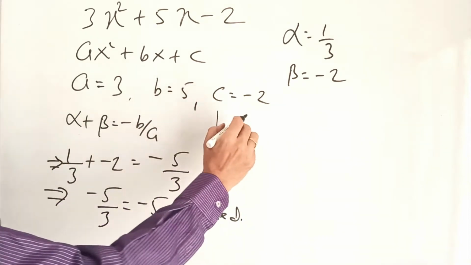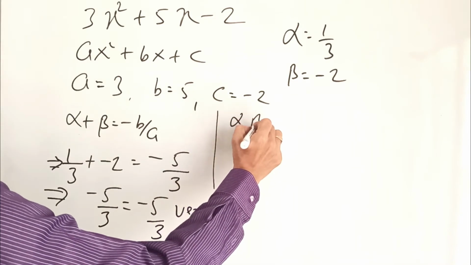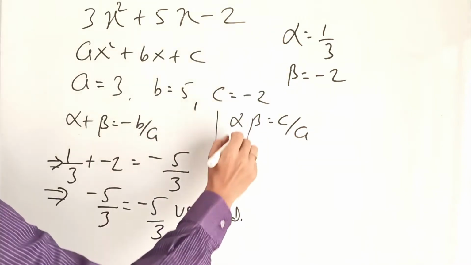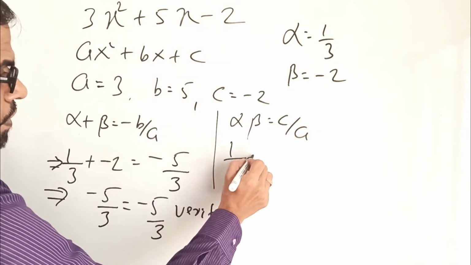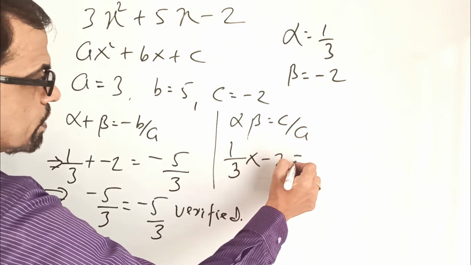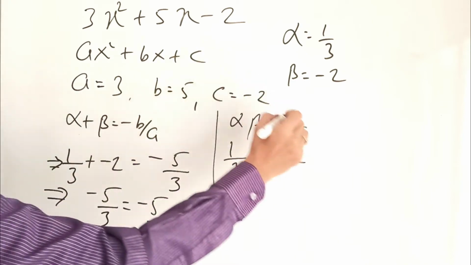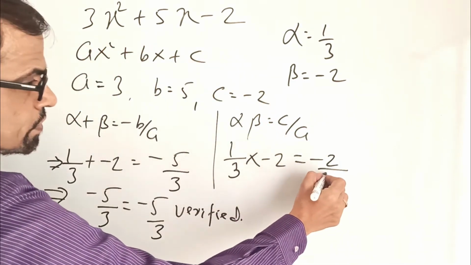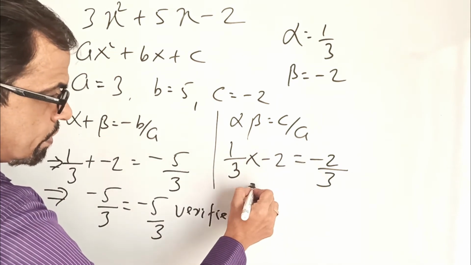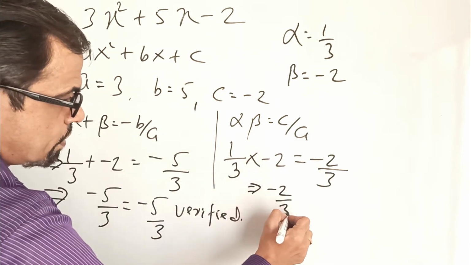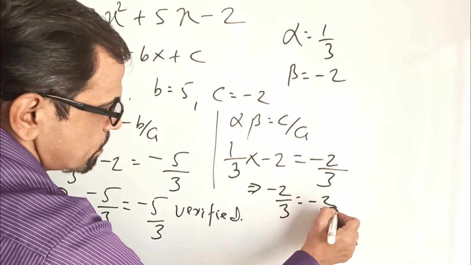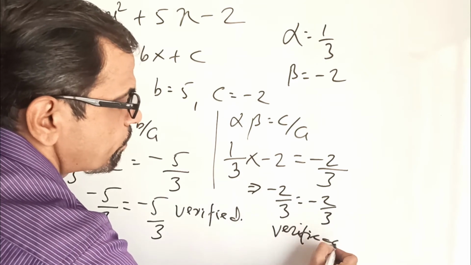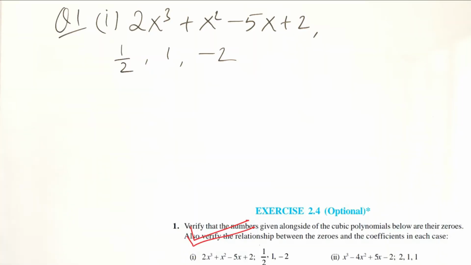Now let us verify the product. Product is alpha into beta equals c upon a. Alpha into beta, the zeros are 1/3 into -2. It should be c by a. c means -2 and a is 3. So it is coming -2/3, which is equal to -2/3. This is also verified.